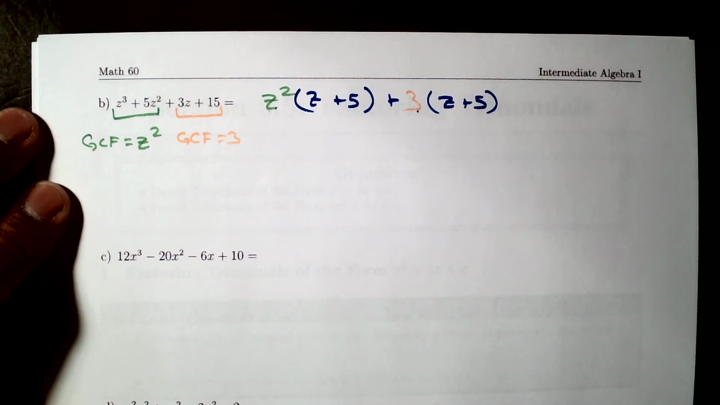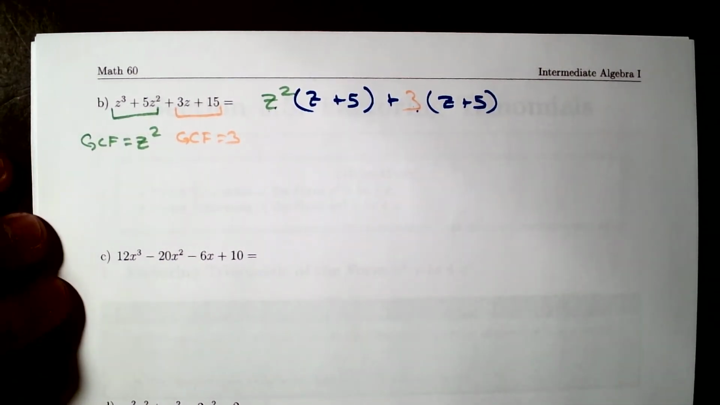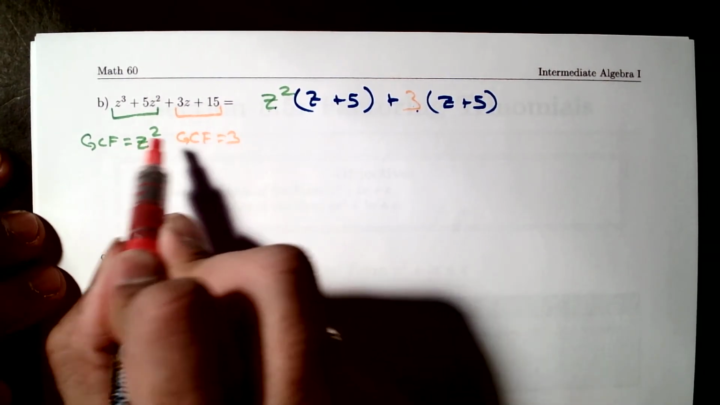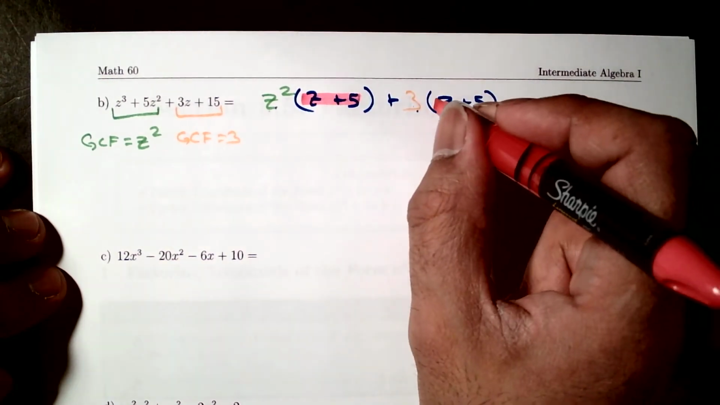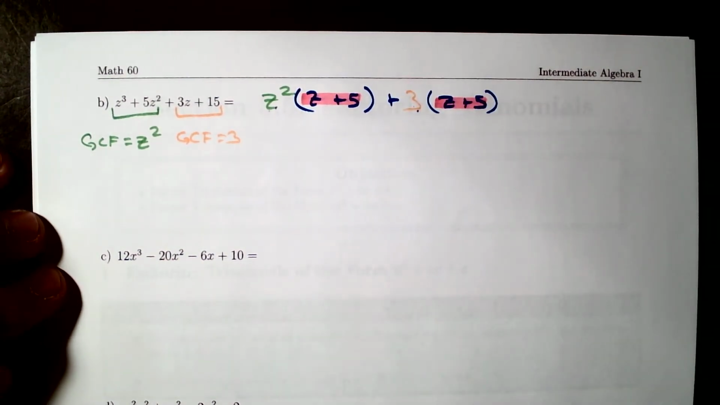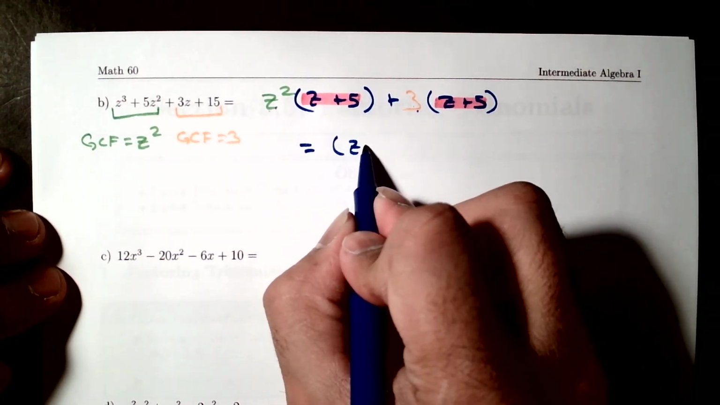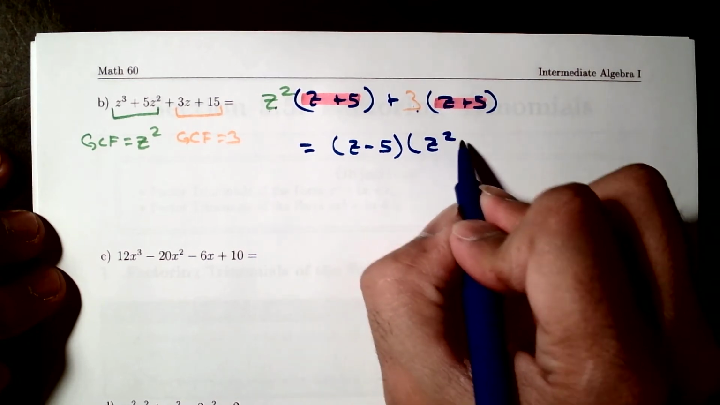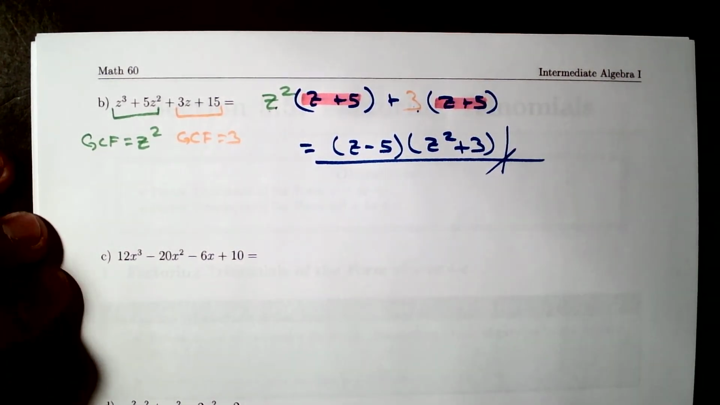And again, notice in this case we find the GCF for each group, and then we find an overall GCF, which in this case is z plus 5 times z squared plus 3. Final answer.